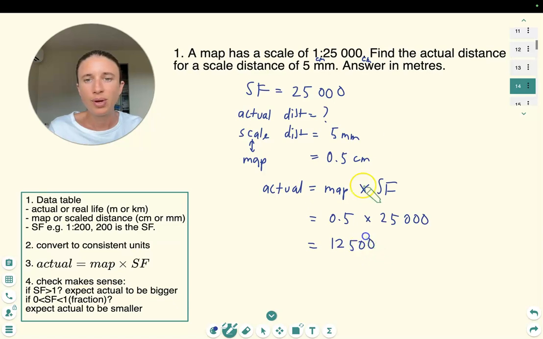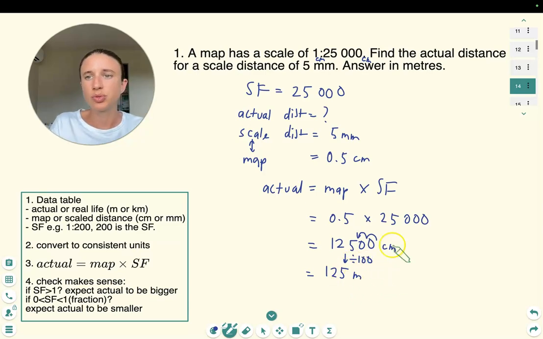12,500, and we chose to work with centimeters, so we're going to get out centimeters. And it says answer in meters, which is nice. So they've told us what unit they want our answer in. So it's in meters, so divide by 100, 125 meters. Okay, that's the actual distance.